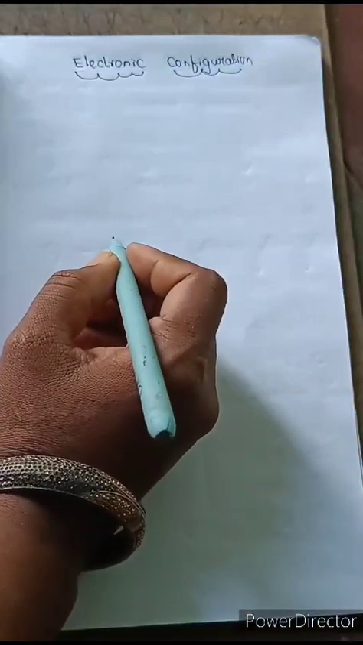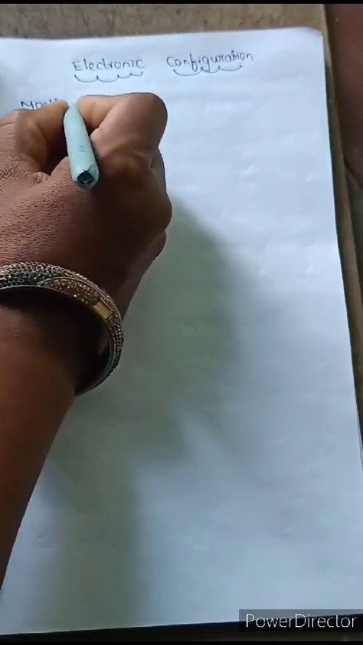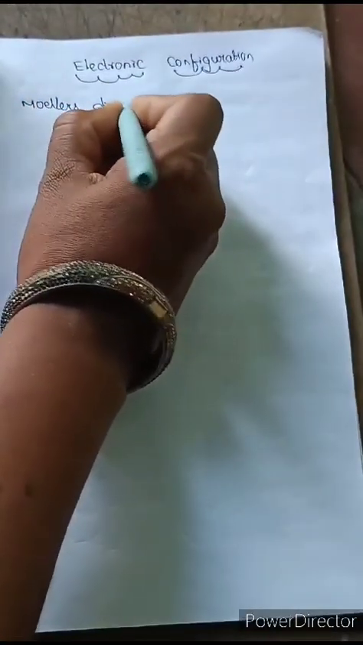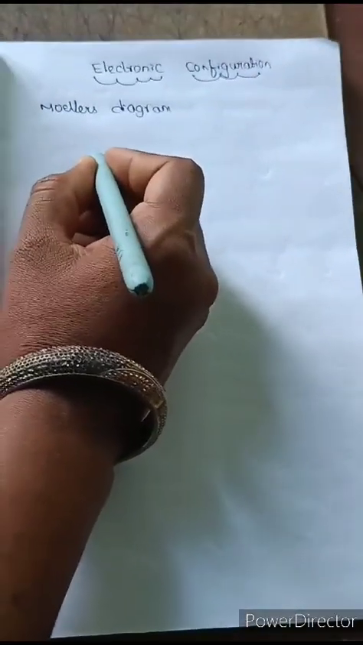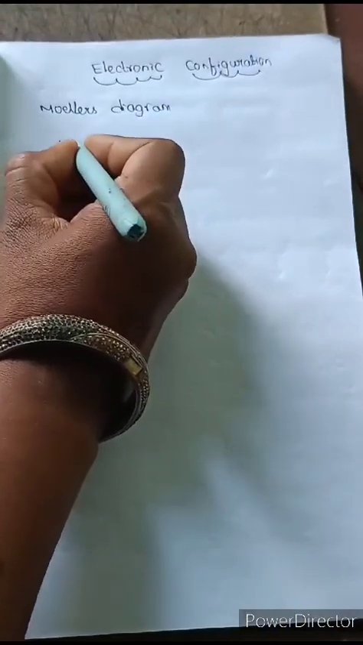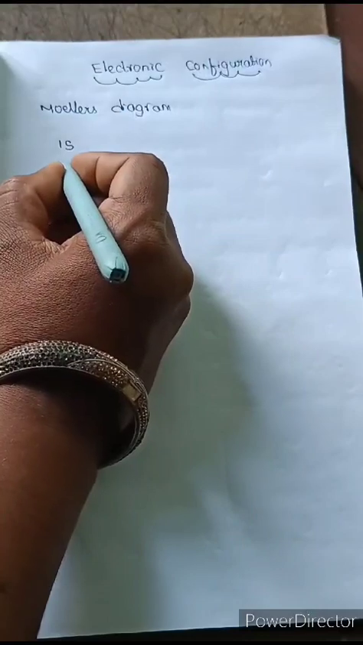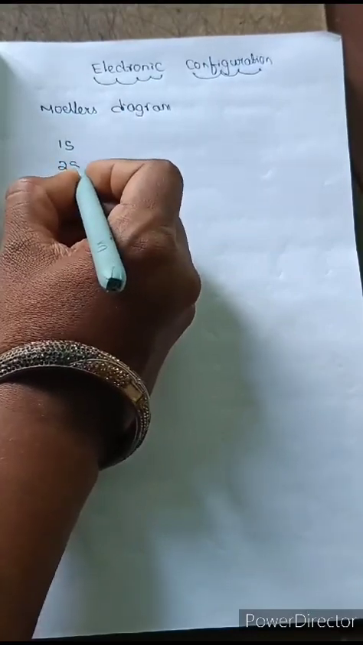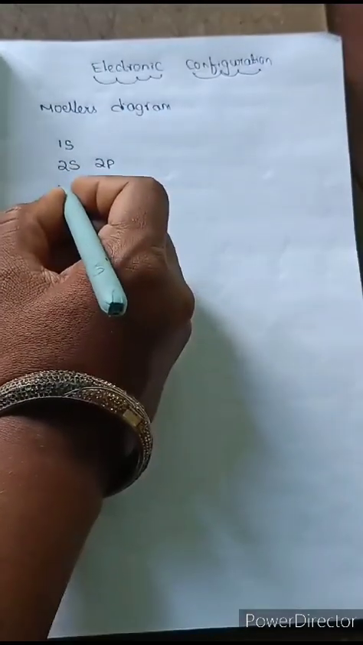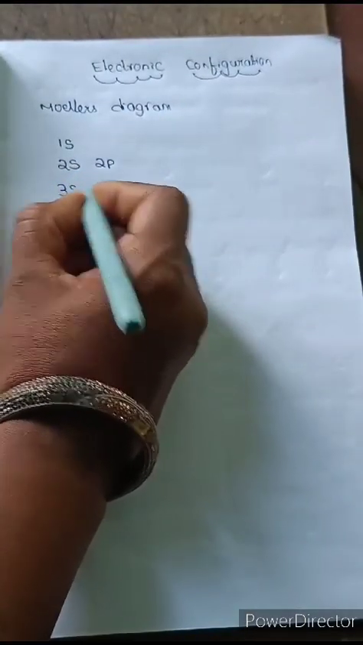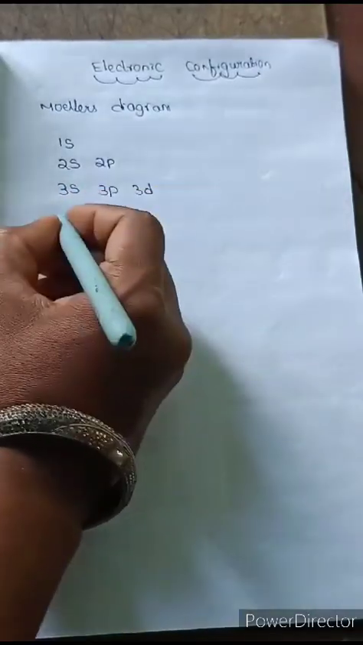Electronic configuration. In this, first we need to learn Euler's diagram. Euler diagram tells us about different energy levels. First energy will have only S. Second energy will have both S orbital and P orbital. Third energy level will have S orbital, P orbital and D orbital.